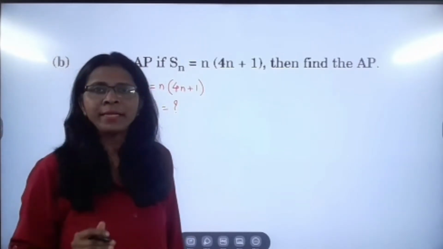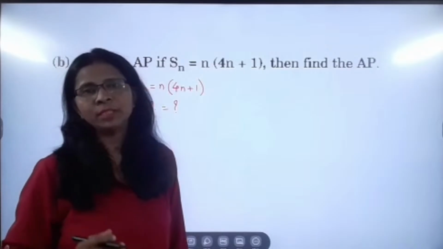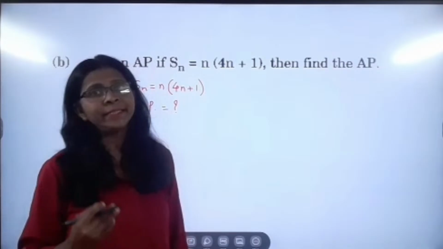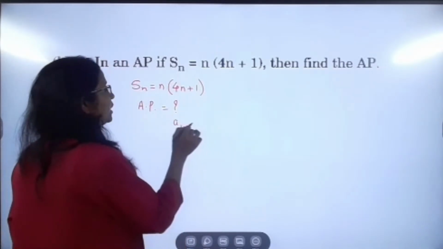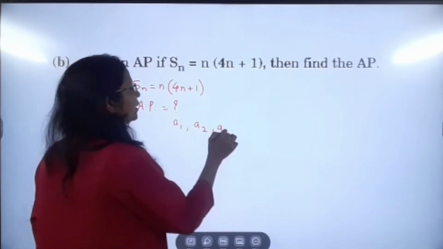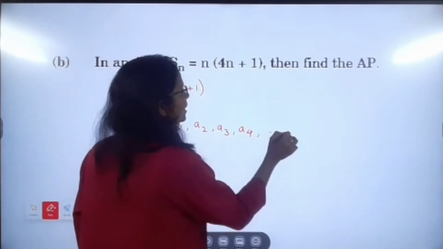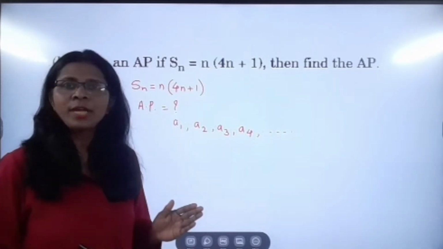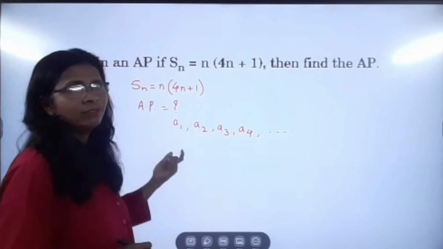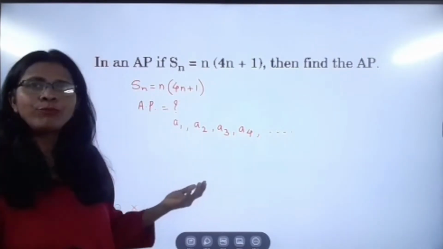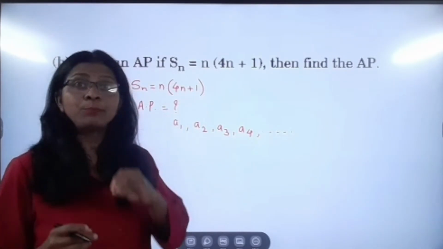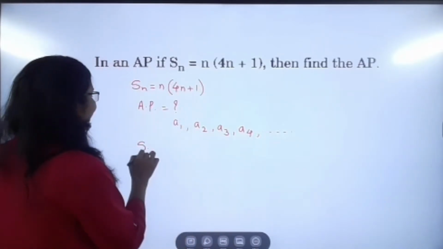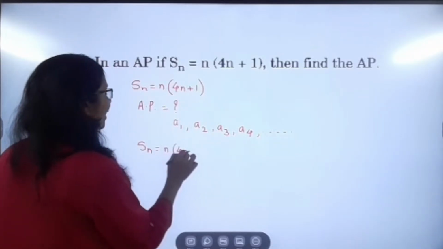That means we have to find the series of numbers, that is the series we have to write down. How can we write the series? We write the series in this form: A1, A2, A3, A4. First we have to get the answer of A1. We can get A1 by putting the value 1 in n. So Sn is equal to n into 4n plus 1.